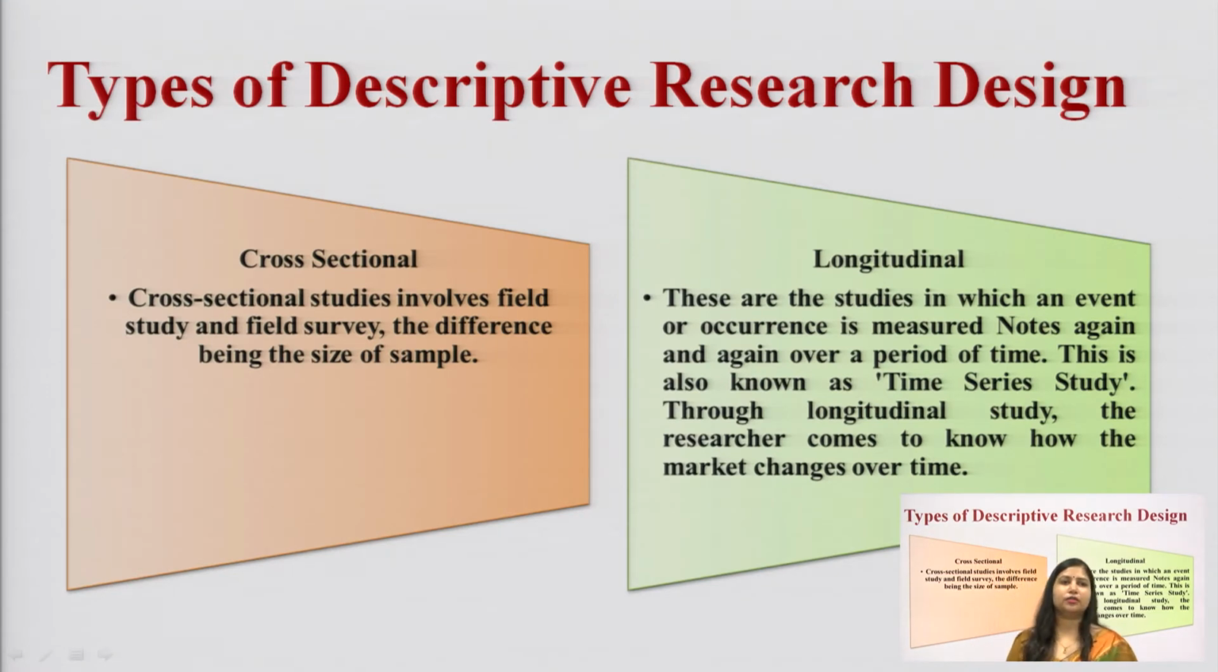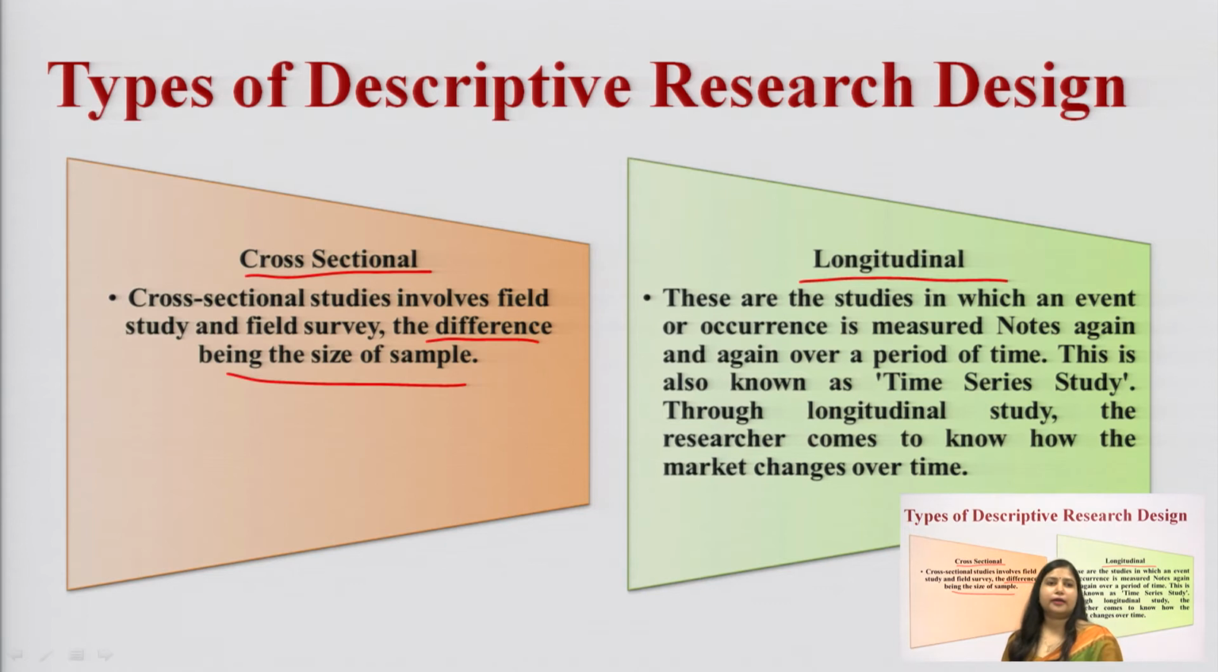Next is the types of descriptive research design. What are the types of descriptive research design? Basically it is divided into two parts. One is cross sectional, second is longitudinal. The cross sectional study involves the field study and the field survey. The difference begins with the size and sample.